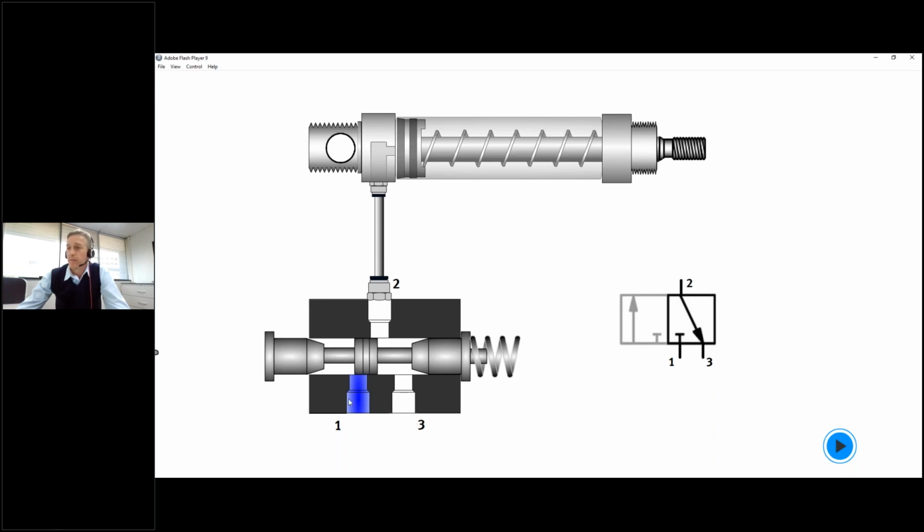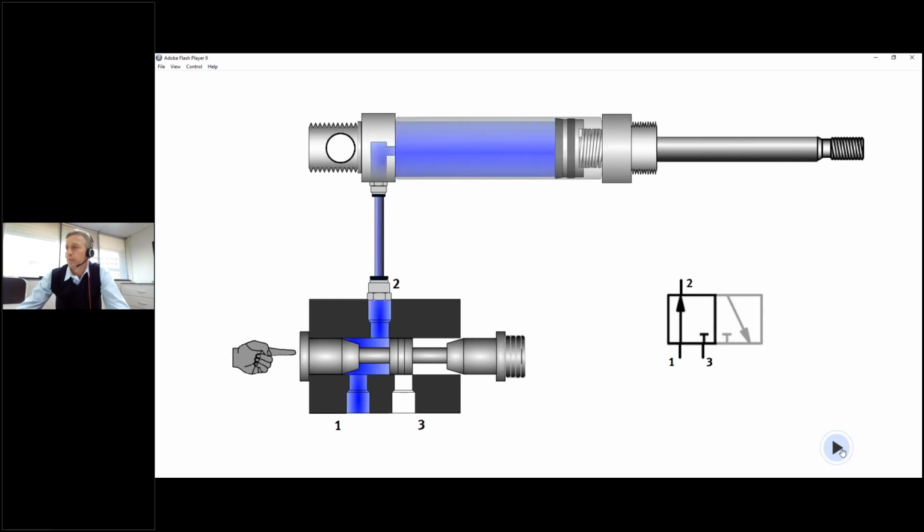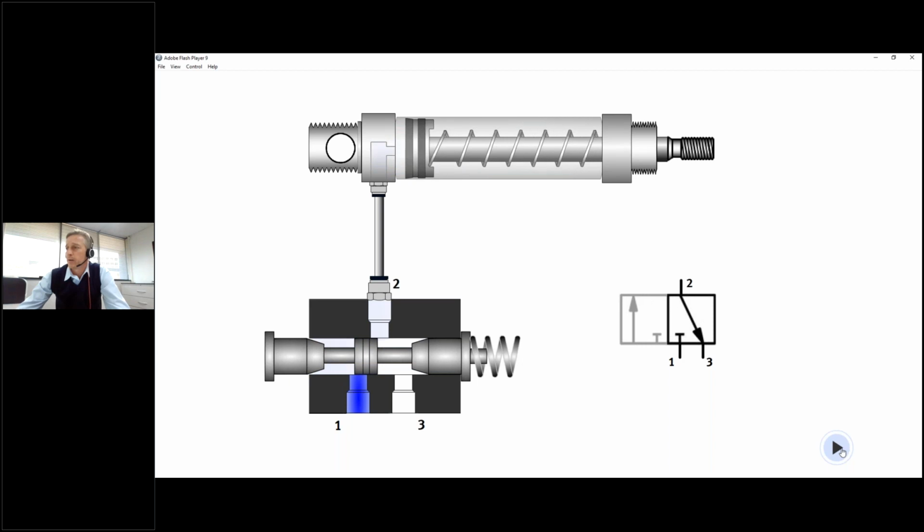So this is the physical operation of a valve inside. We can also see the operation of the symbol over there. So pushing it, port 1 to port 2, moving forward, releasing, port 2 to port 3 with a spring of the single acting actuator pushing the air out to atmosphere.